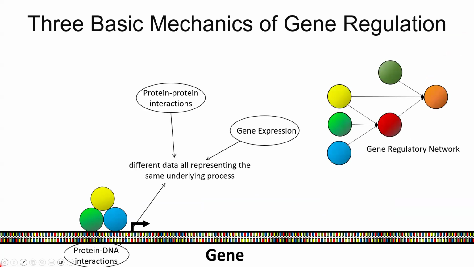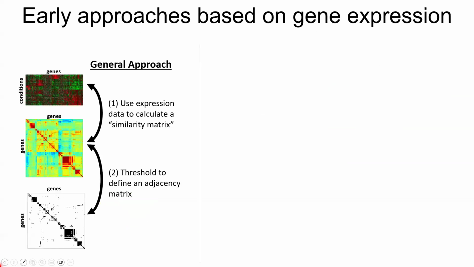These are three different sources of biological data, all representing the same underlying gene regulatory process. And ultimately, we want to model a gene regulatory network of this process to understand the structure of that network and to understand biological processes. Early approaches to model gene regulatory networks were largely based on gene expression data.